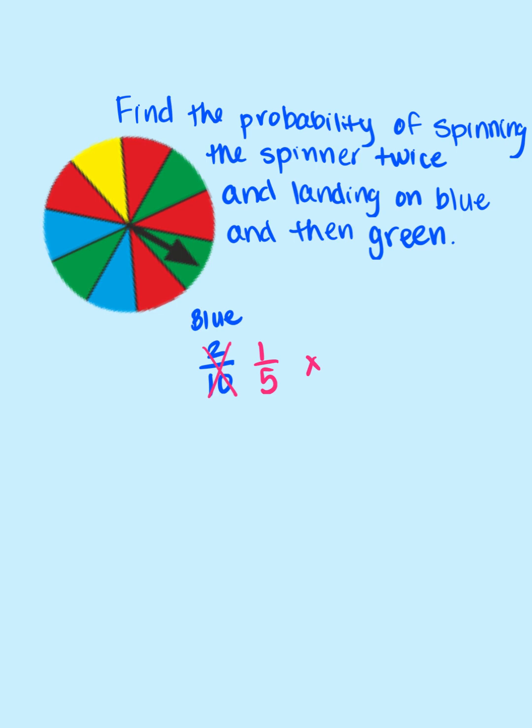Now I'm going to multiply that by the probability of landing on green. Well, there are 3 green out of 10 chances. So now I'm just going to multiply these. Top times top, bottom times bottom. There's no cross canceling I can do, so I'll just do the multiplication. 1 times 3 is 3, and 5 times 10 is 50. So the probability of spinning the spinner twice, landing on blue, and then green would be 3/50. So if I did it 50 times, I should land on that combination 3 of the 50 times I perform that experiment.